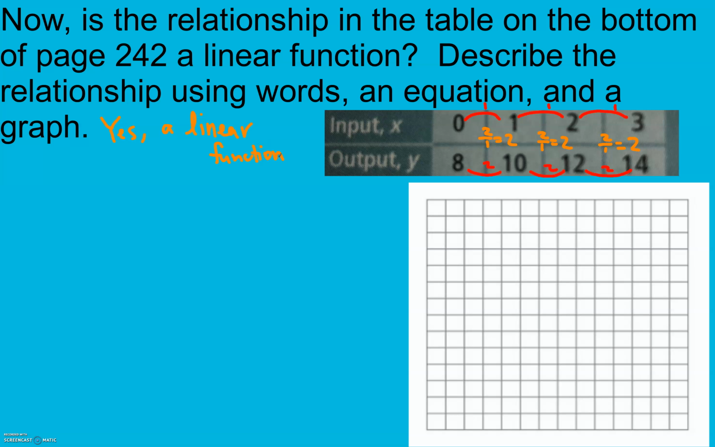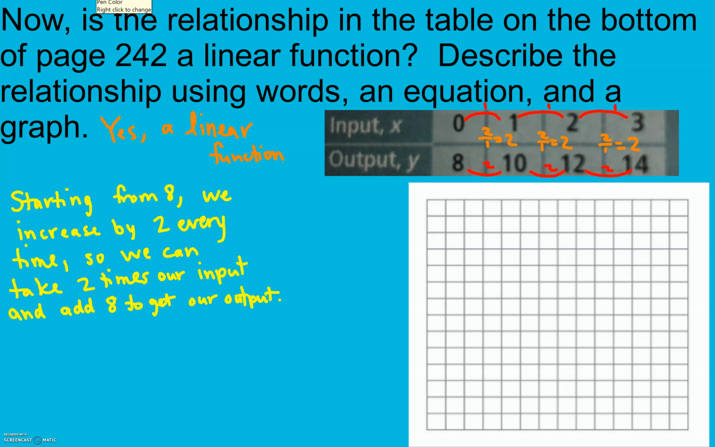Now we can describe the relationship in words, an equation, and a graph. And remember, in words, there's a lot of different ways that we can write this. Here I said, starting at 8, we increase by 2 every time. So we can take 2 times our input and add 8 to get our output. So instead of continuing that pattern every time, if we wanted to get to an input of 100, let's say, that would be a pattern we could use.